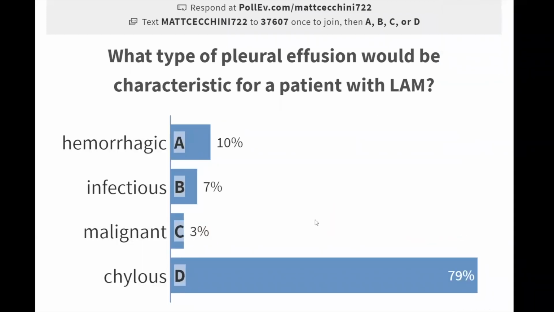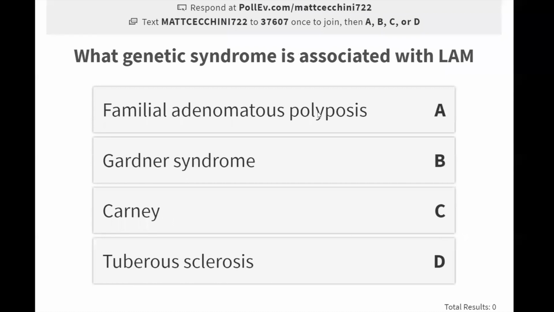Good job. So D is the correct answer. It is a chylous effusion, and it's due to obstruction of these lymphatic spaces associated with this tumor or this condition. And so what's the genetic syndrome that's associated with lymphangioleiomyomatosis? Is it A, familial adenomatous polyposis or FAP? Is it B, Gardner syndrome? Is it C, Carney? Is it D, tuberous sclerosis?